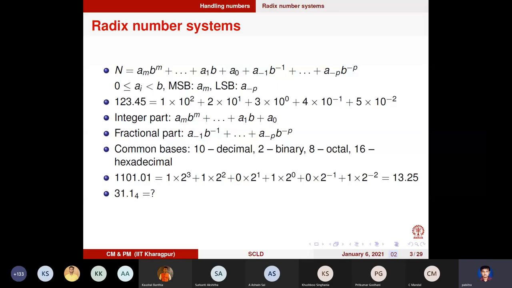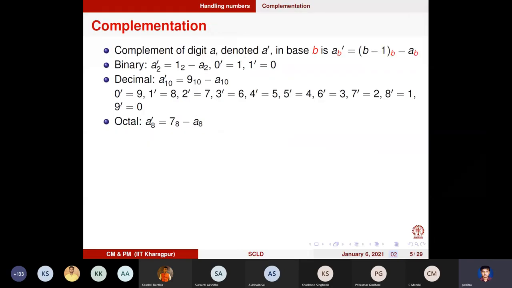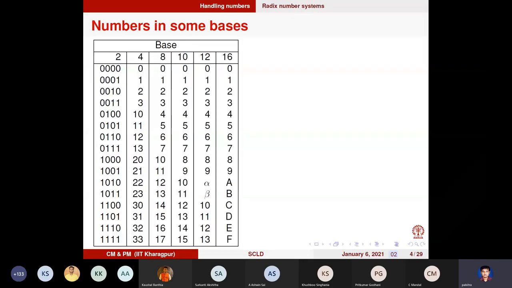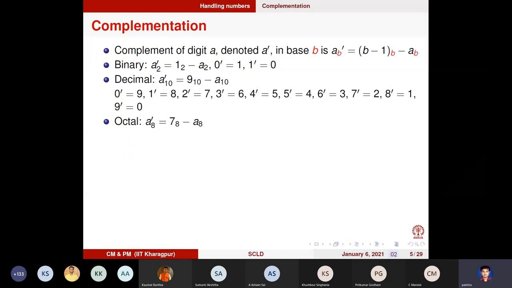So now let's take another operation, which is slightly interesting and pretty useful. This operation is the complementation operation. Let us first consider the complementation of a single digit. Suppose you have a digit A. The digits in a particular base system can vary from 0 to, if the base is B, B minus 1.